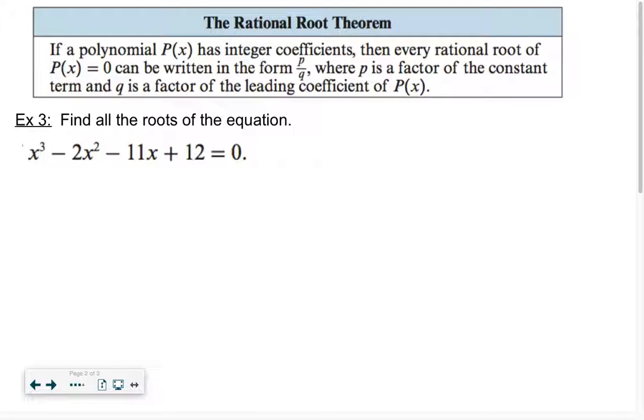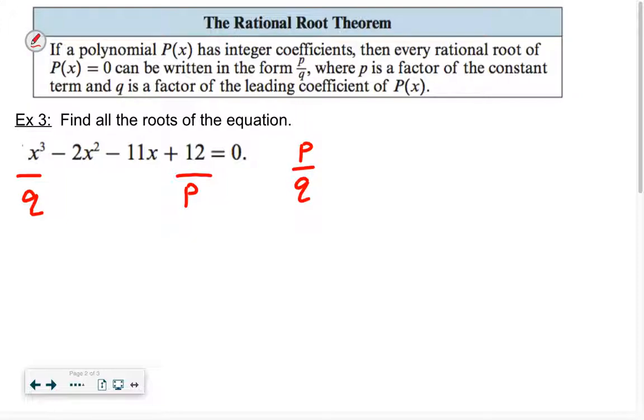So here's what we need to do. Start by identifying your leading coefficient as well as your constant term. Okay? Per the definition, they're calling the constant term the p, and the leading coefficient is now the q. And what we want to do is identify all the factors of p and q and write it in the form of p over q.